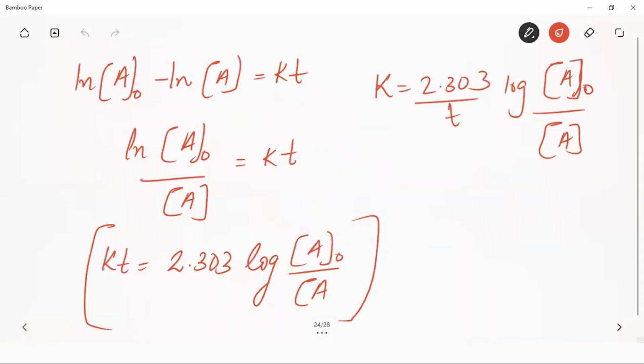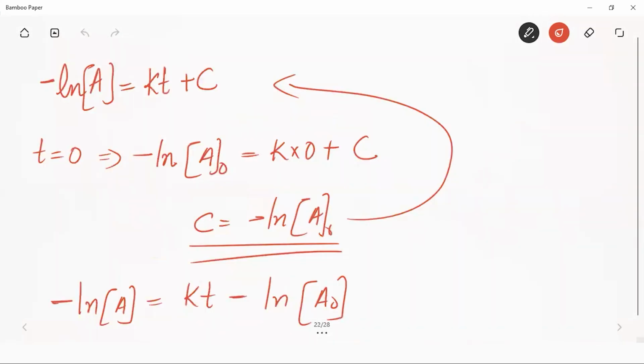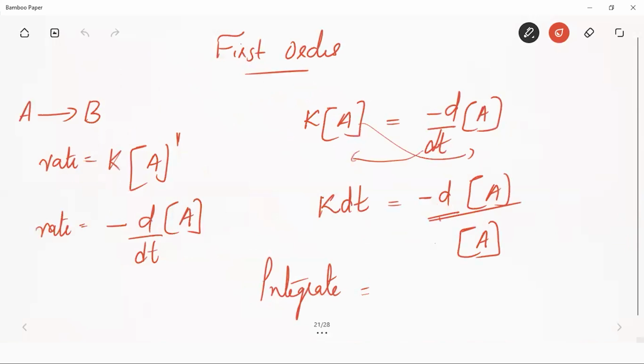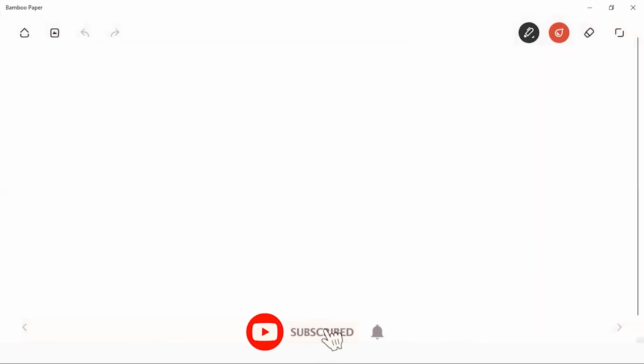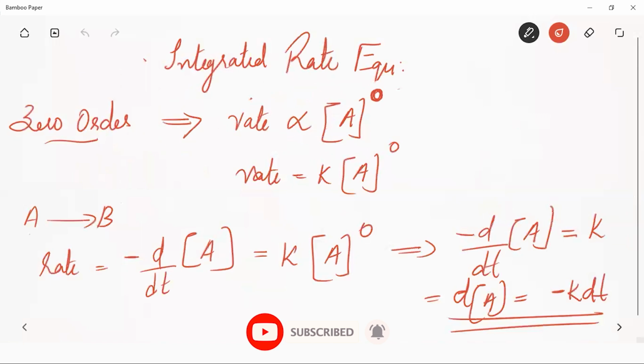I will explain once more, very important. First of all, what you have to do is equate the rate formula. For a zero order reaction, you know rate is directly proportional to reactant raised to 0, because it is independent of the reactant, right? Yes, so that equation you have written.